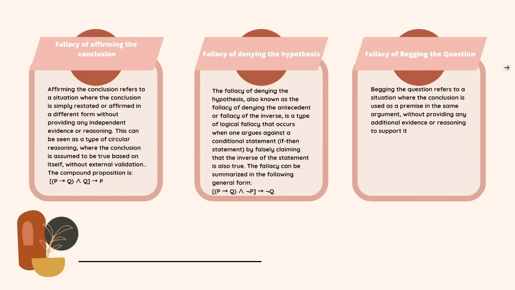Anyway, the second example would be the fallacy of denying the hypothesis. It's basically a type of logical fallacy that occurs when one argues against a certain conditional statement by claiming the inverse of the statement being true, right? Basically, if you were to convert it into a compound proposition, it would be like this: P with the implication of Q, and not P with the implication of not Q, right? And the last example would be the fallacy of begging the question, right? It's very similar to affirming the conclusion, considering that it repeats, but essentially it's where the conclusion is used as a premise in the same argument without again providing evidence or reasoning to support it, right?